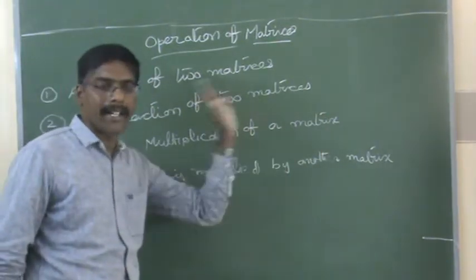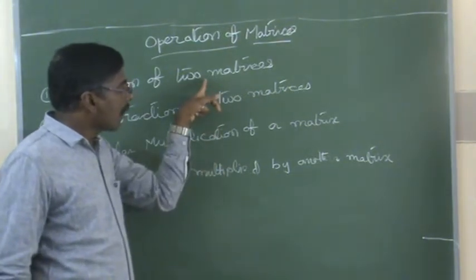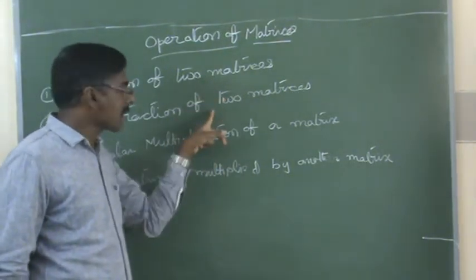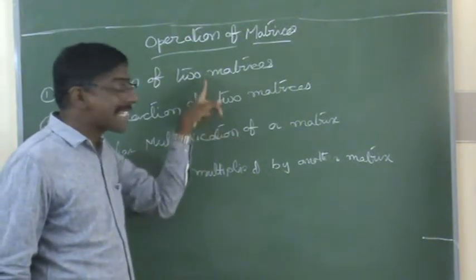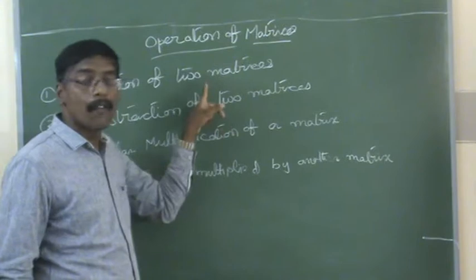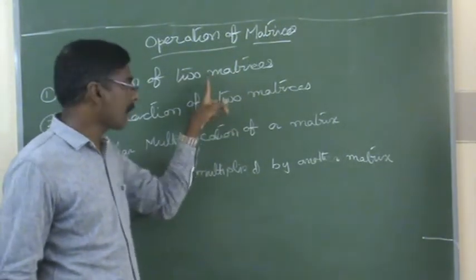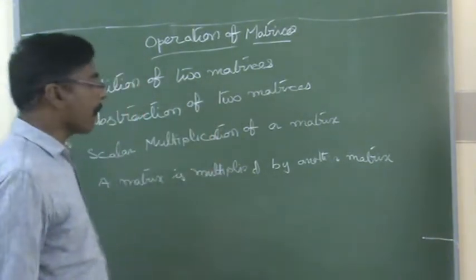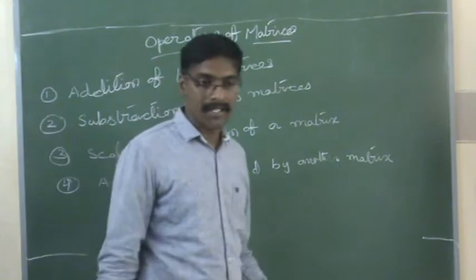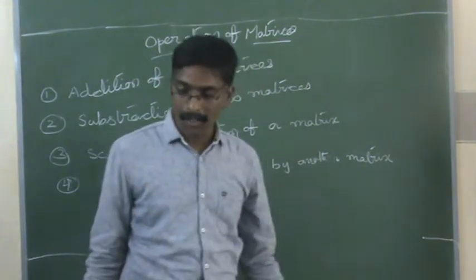These operations, addition and subtraction of two matrices, are valid only if they satisfy some conditions. These are very important. Similarly, for all these four operations we have some conditions that we will see one by one. Okay, that is the operation of matrices topic.